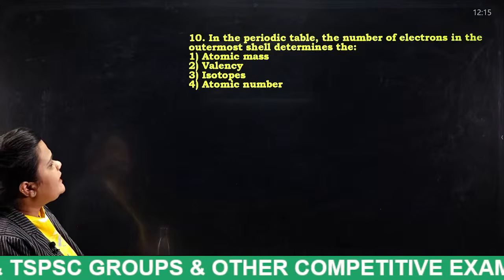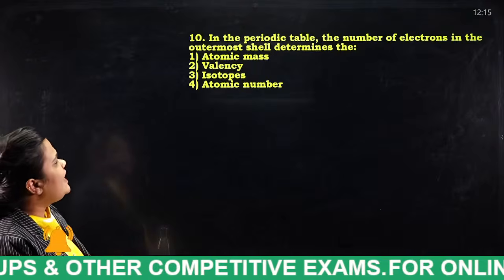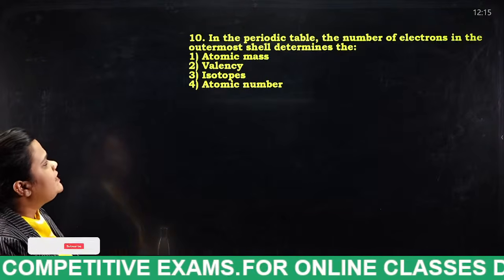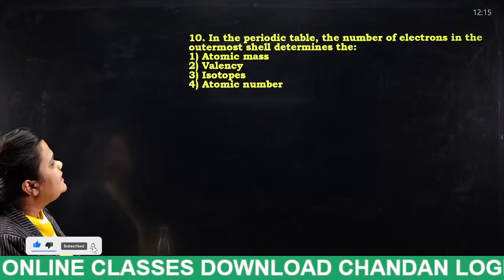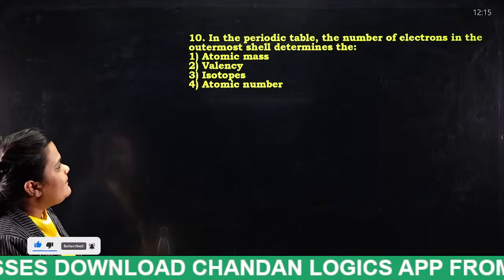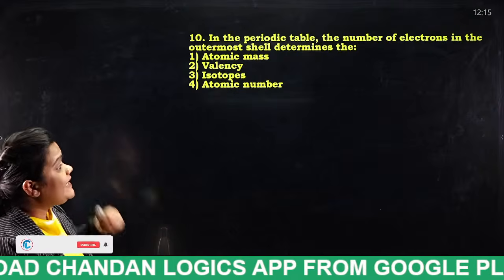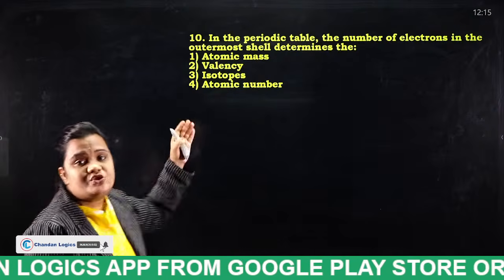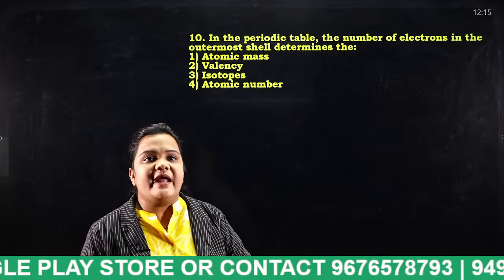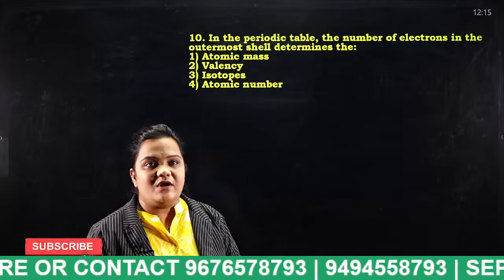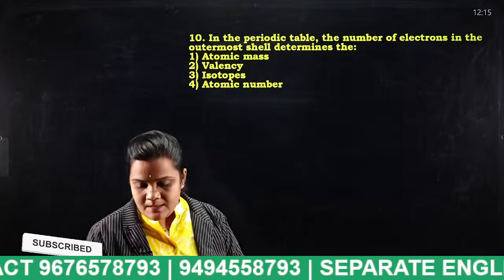In the periodic table, the number of electrons in the outermost shell determines the atomic mass, valency, isotopes, or atomic number. In the periodic table, the number of electrons in the outermost shell determines what? Tell me, students. Each and every student tell me this. What is the answer for this question? Okay.